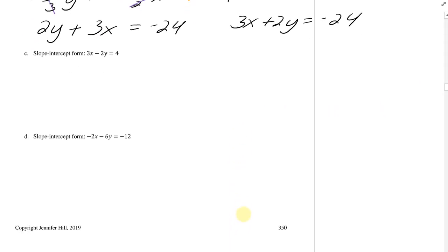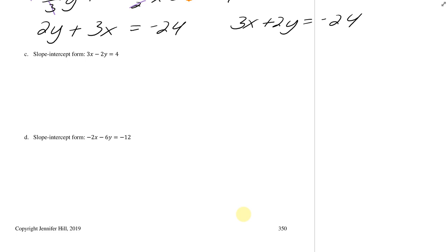Okay, so now what I want to do is I just want to do 2 more examples of this. Now I want you to get these 2 in slope-intercept form. Go ahead and do that, hit play when you're ready to see the answers.